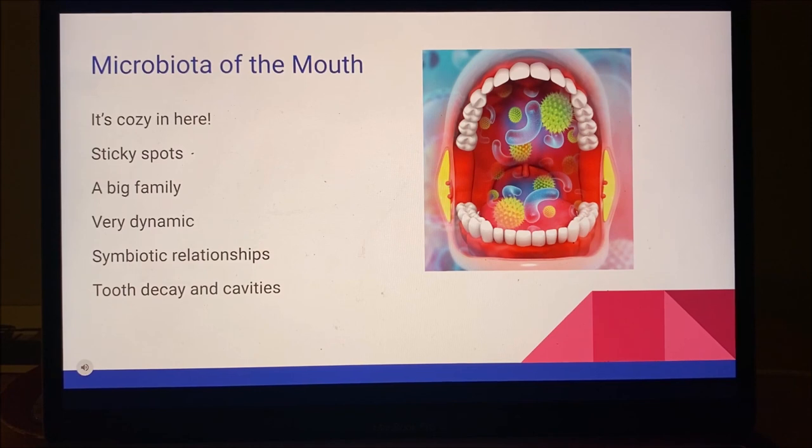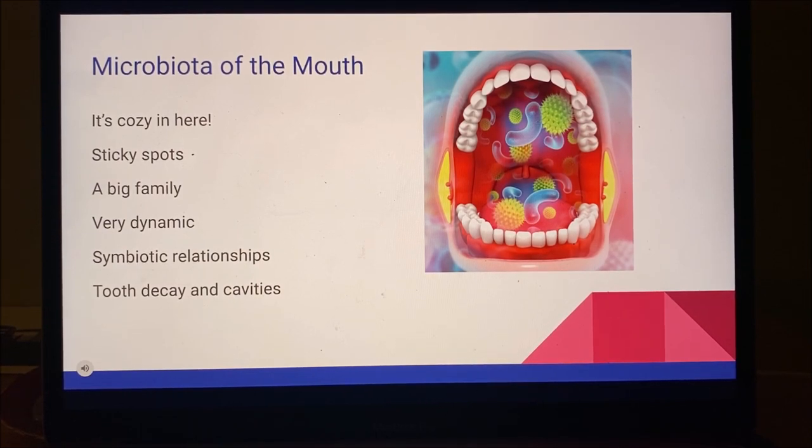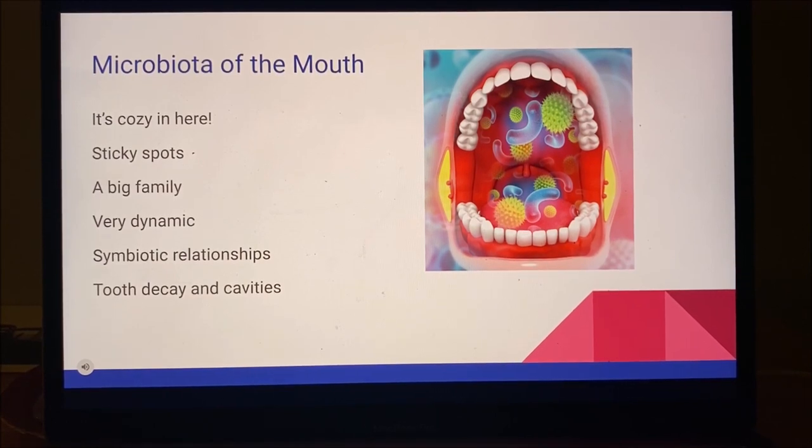Many microorganisms in the mouth have symbiotic relationships with their host. Much of the oral microbiota exists in the form of a biofilm that helps maintain oral homeostasis, protect the oral cavity, and prevent disease development. Imbalances within the oral microbiome can lead to tooth decay and cavities.